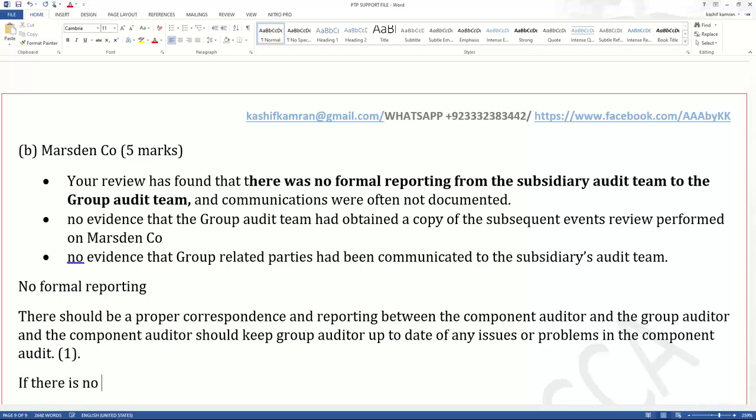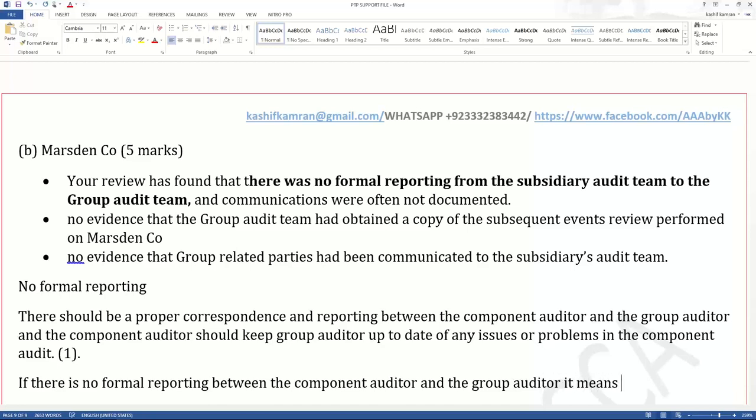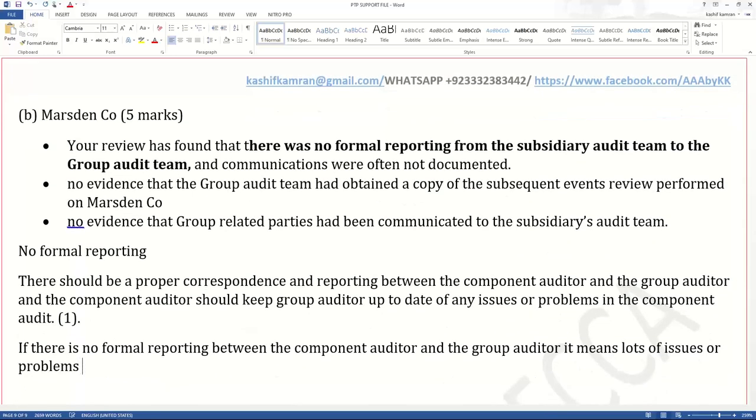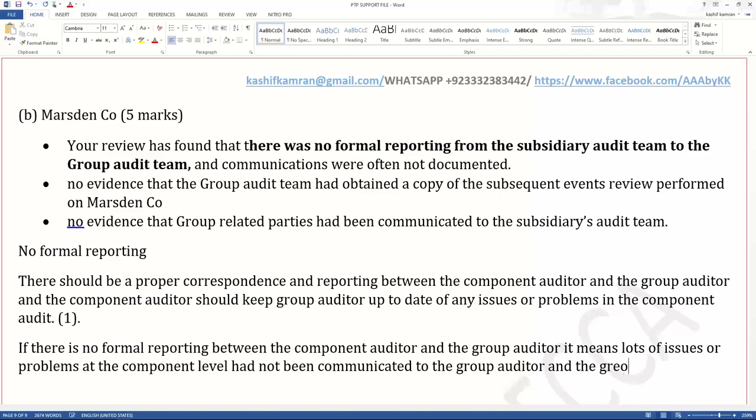If there is no formal reporting between the component auditor and the group auditor, it means lots of issues or problems at the component level had not been communicated to the group auditor, and the group auditor could be unaware of the issues at Marston company, as it is a significant subsidiary.